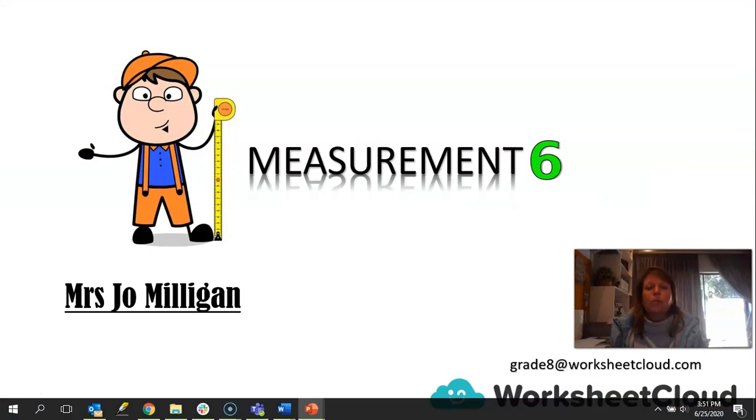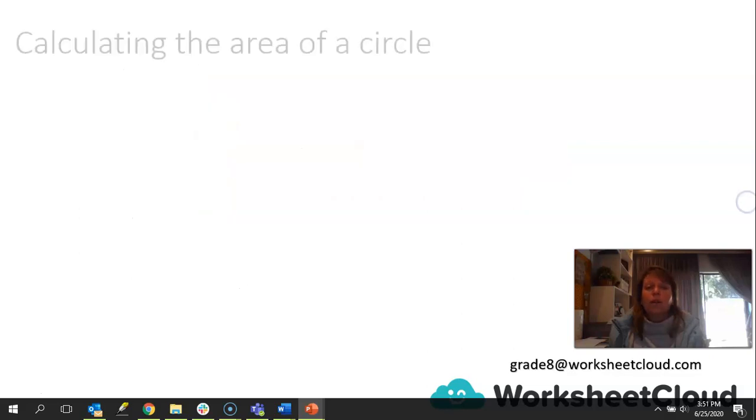We're going to be doing lesson 6 in measurement, but remember, if you haven't watched the other lessons, you're more than welcome to go and watch them. Otherwise, this is a standalone lesson, and let's see what is waiting for us. So today we're going to be looking at how to calculate the area of a circle.